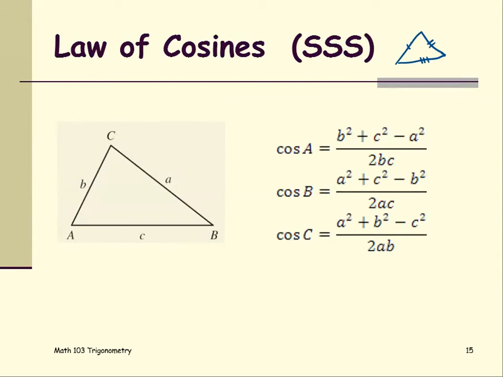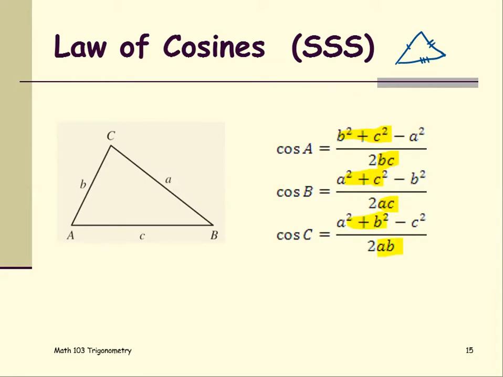The first case, the cosine of A can be computed as B squared plus C squared minus A squared, divided by 2 times BC. The second one computes cosine B as A squared plus C squared minus B squared, all divided by 2AC. The last case computes cosine C as A squared plus B squared minus C squared, all divided by 2AB.